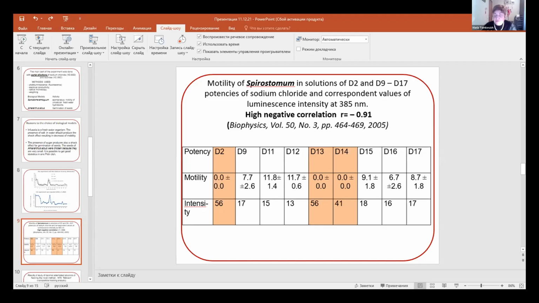Changes in luminescence were compared with motility of spirostomes. Here we can compare the intensity of luminescence and motility of our Infusoria spirostomum. We can see the correspondence of the most intense luminescence of sodium chloride in D2 and D13, D14. No motility at all. In other words, we can see the correspondence of physical properties and biological activity. All these results were statistically significant at confidence level less than 5%.